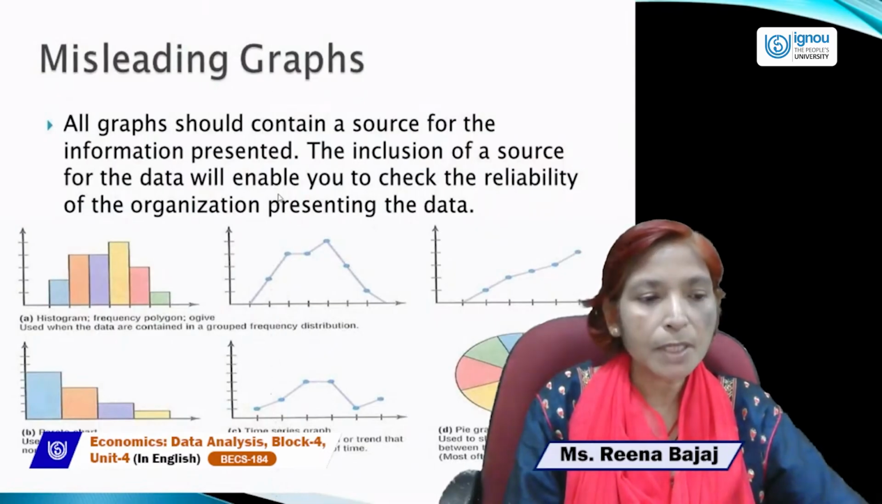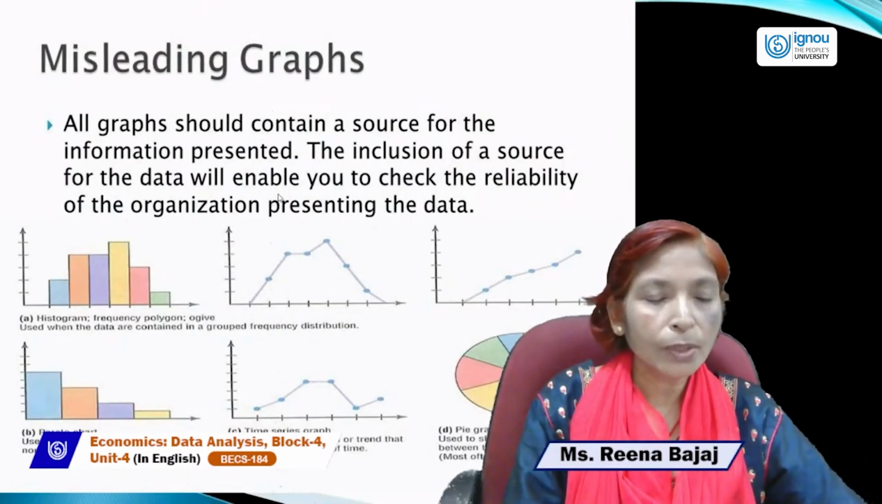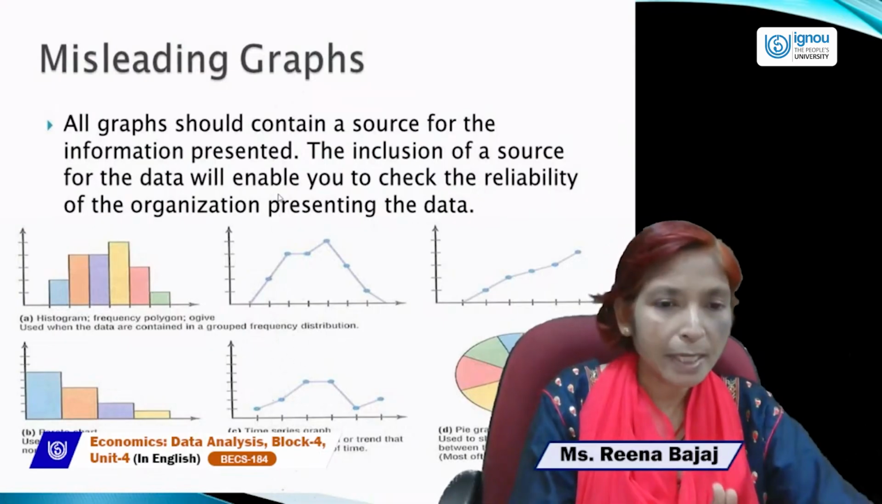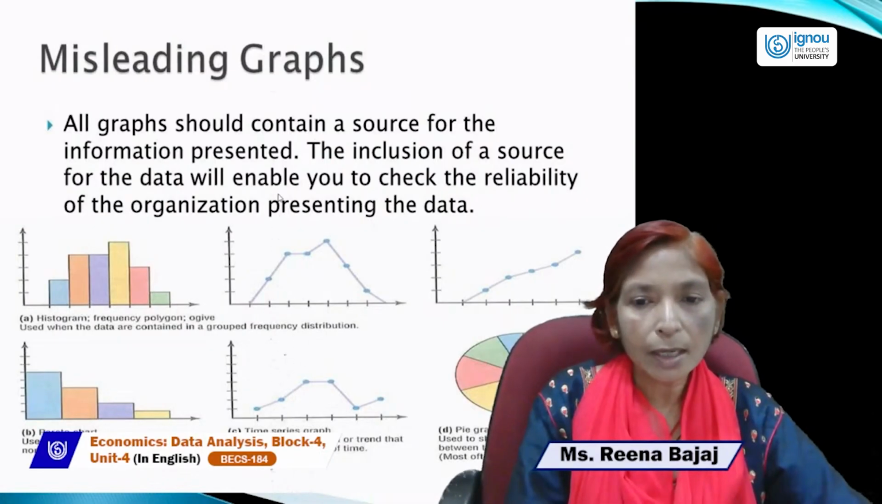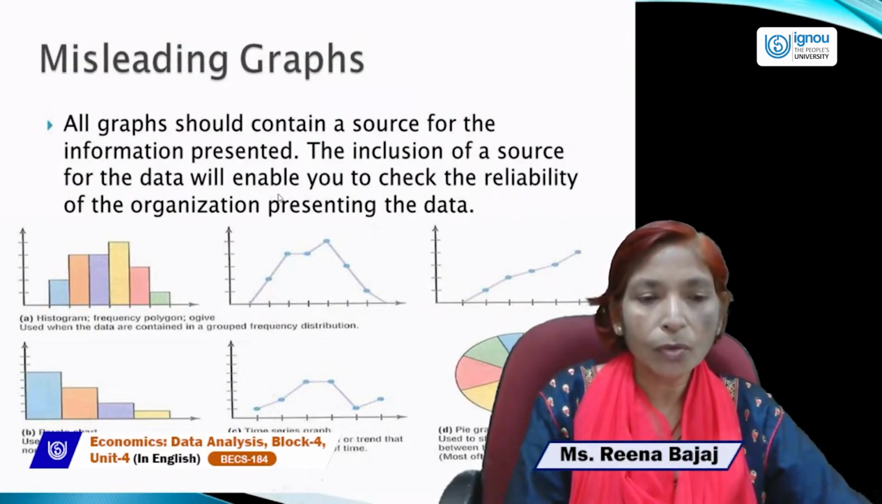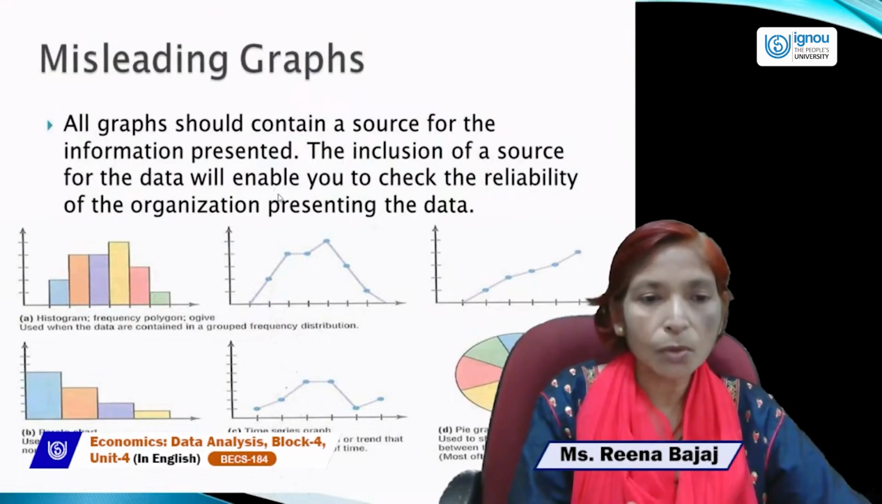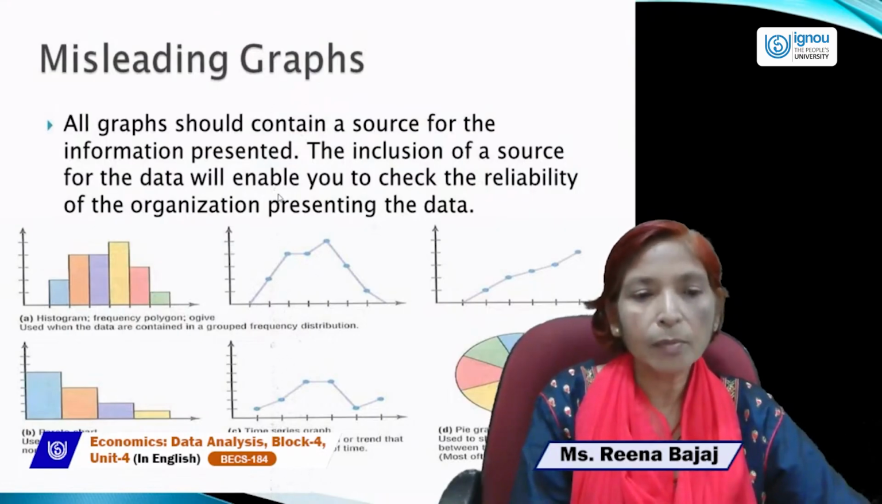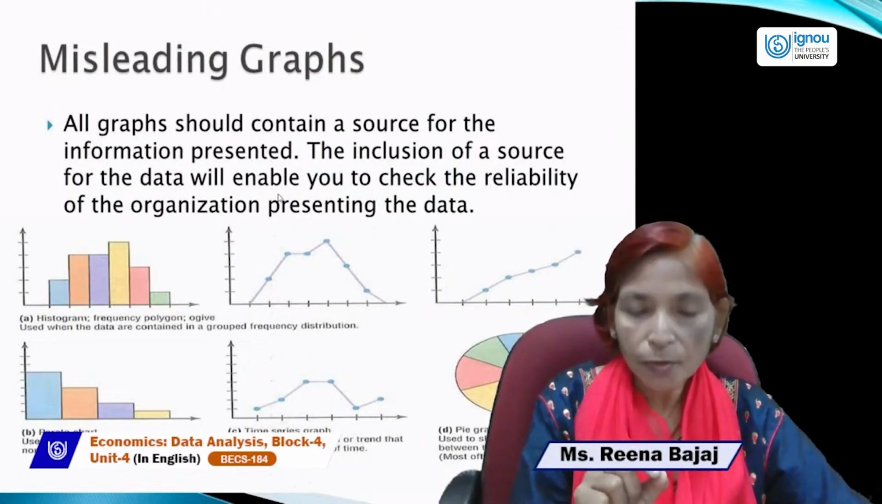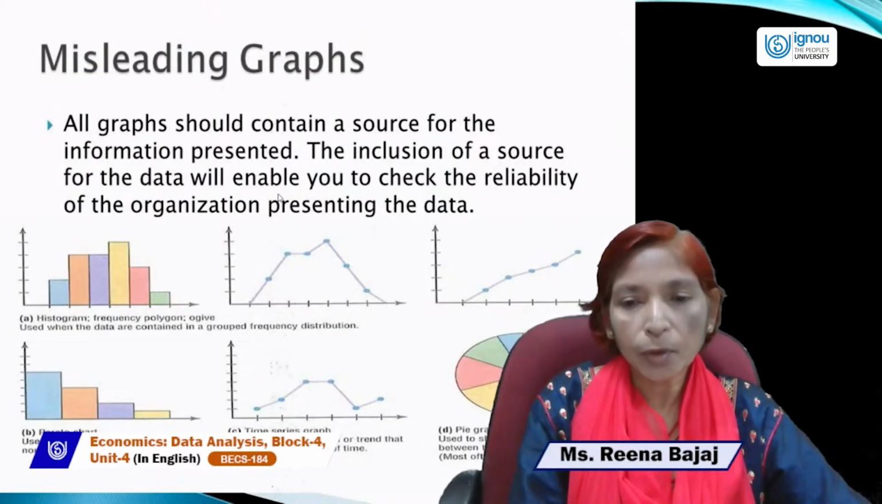There are so many graphs here. One is the histogram. You know that a histogram is always in bars, and no space is given. Next is the line chart, in which we only draw lines. This is a frequency polygon also. If we are not drawing a histogram, we can take only points and join these points with the help of a scale. That is called a frequency polygon.